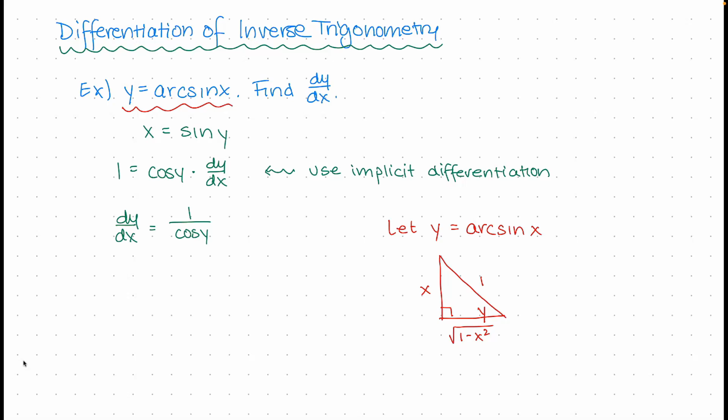Because then we have our answer. If dy/dx is 1 over cosine y, remember, cosine would be adjacent over hypotenuse. So 1 over that is hypotenuse over adjacent. And I can just write my answer. dy/dx is the hypotenuse, which is 1, over the adjacent, which is the square root of 1 minus x squared. Ta-da! And now we actually have it. So it seems kind of crazy, but the derivative of arcsine x is 1 over the square root of 1 minus x squared.